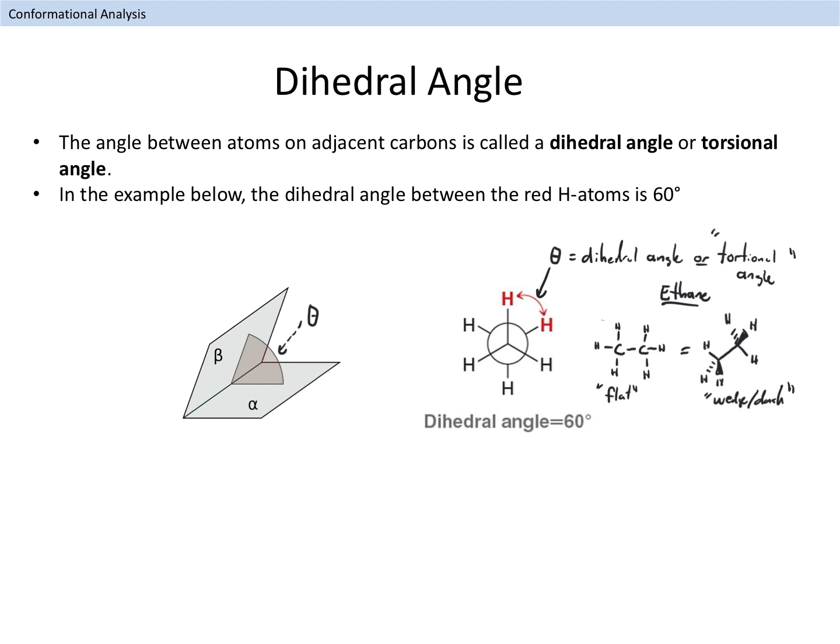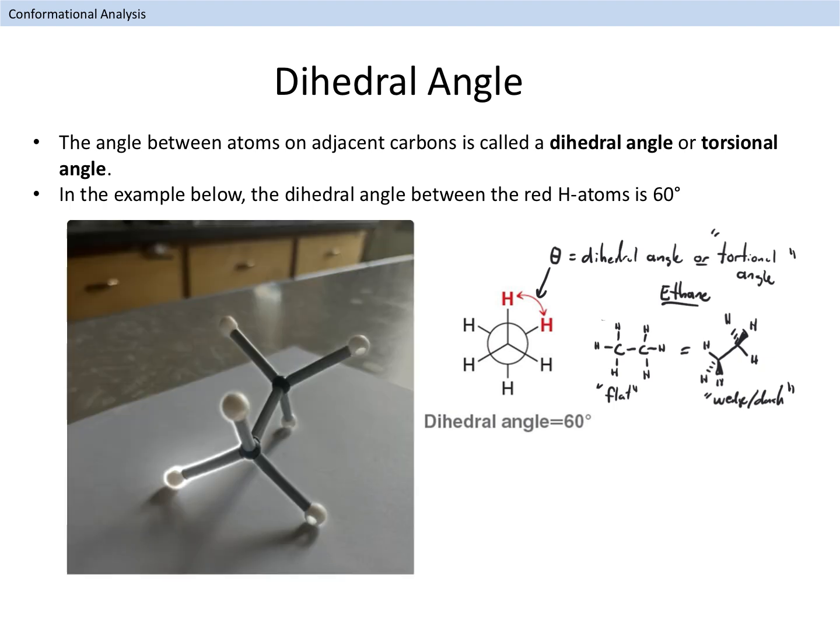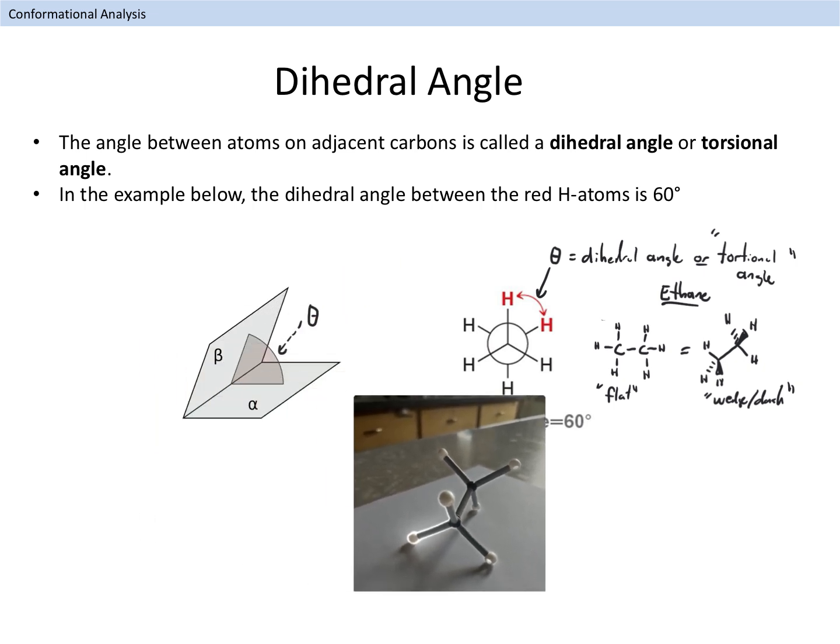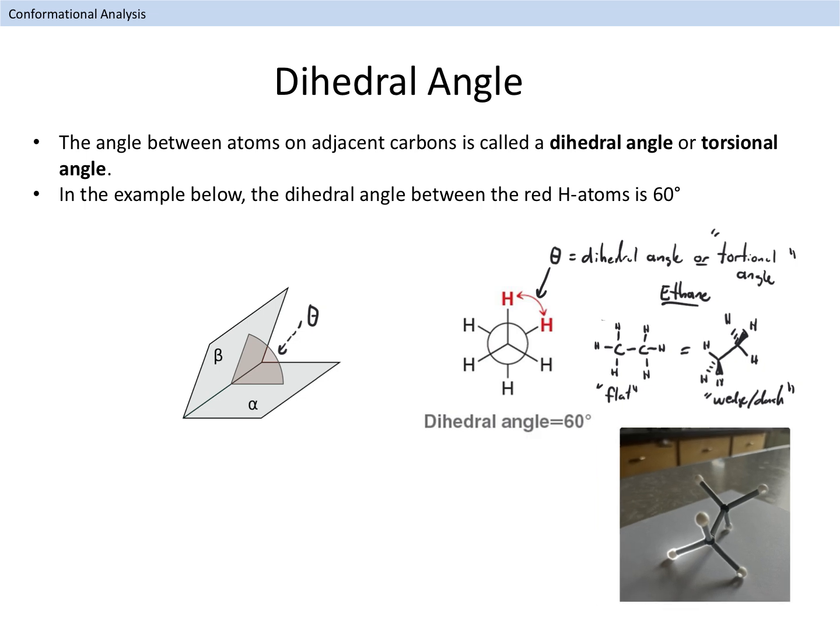To work on this exercise, it is recommended that you use the molecular model kit that was suggested for this course. Construct a molecular model for the molecule ethane. Your model should look like the one shown here in the photo. Ethane has 2 carbons, C1 and C2. There are 3 hydrogen atoms attached to each of these carbon atoms.